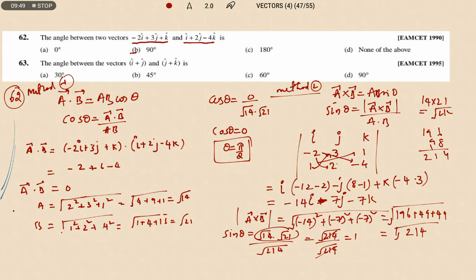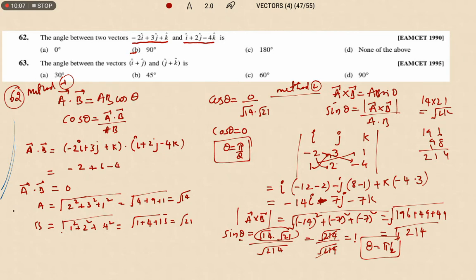So for which value of theta does sin become 1? 90 degrees only. Therefore again we are getting the same answer. So no need of any hesitation. Directly we can take any one of the methods to get the answer. So no issues at all.